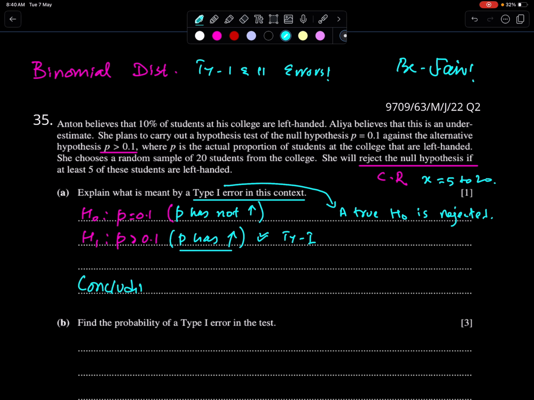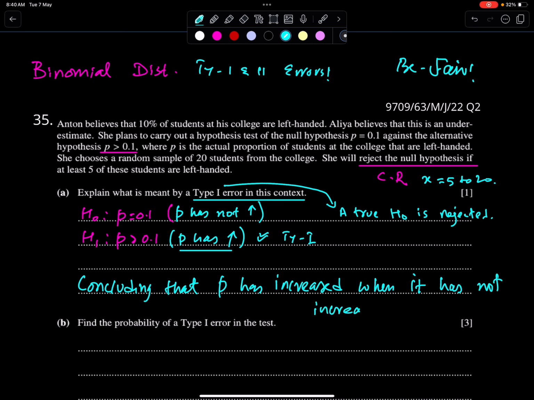Concluding that p has increased. Now this is an error. So you have to write when it has not increased. This is the way to describe a type 1 error in the context.